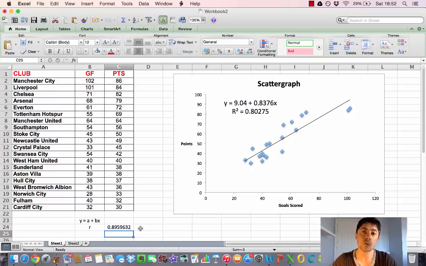And the closer it is to 1, it means that there's a strong relationship between the two variables, which is quite plausible, suggesting that the relationship is quite strong between points and goals scored. If this was closer to 0, there would be a weak relationship. Given that it's quite close to 1, we would expect the points on your scatter graph to be close to the line as well, which in this case they seem to be. So that's an example of simple linear regression using a football example.